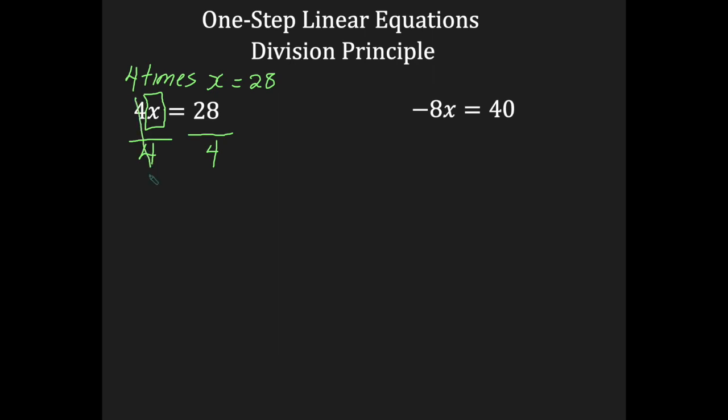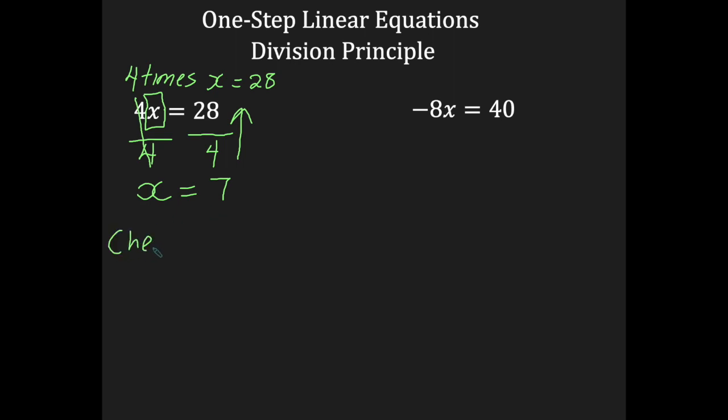When I divide, the 4's cancel because 4 divided by 4 is 1. So I get 1x. So my x is isolated. And then I'll go ahead here and divide. Remember, when you divide, you go to heaven. So 4 goes into 28 7 times.